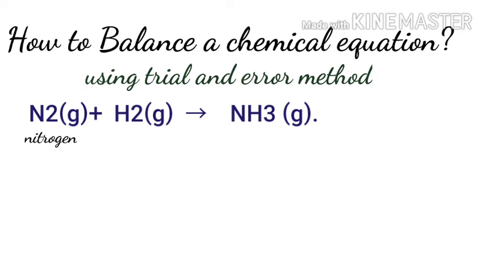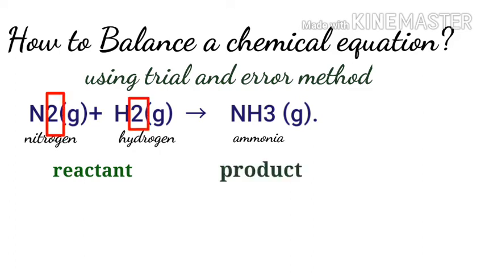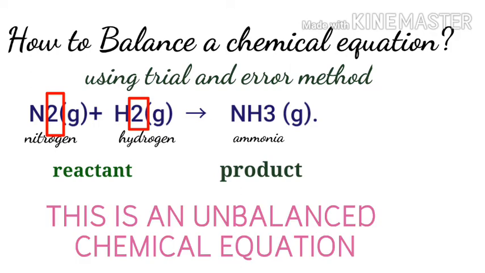Next you will learn how to balance a chemical equation using the trial and error method. I have given one example, N2, that is nitrogen, plus H2, that is hydrogen. In N2 the number of atoms is 2, and in H2 the number of atoms is 2. So that is the reactant side. On the product side you can see N is 1, number of atoms is 1, and H is 3. So the product side and the reactant side are both unbalanced. So this is called an unbalanced chemical equation.